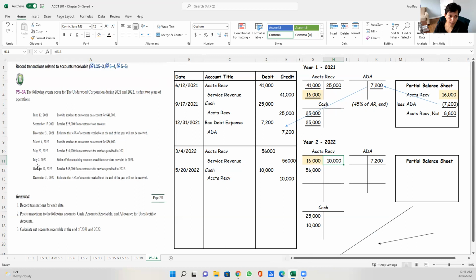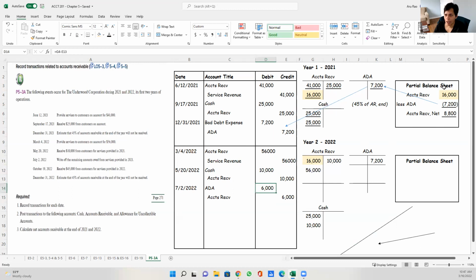Then they tell me on July 2nd, we wrote off the remaining amounts owed from customers in 2021. Okay, so my customers who owed me money in 2021, remember there was 16,000 outstanding. Of the 16,000, I collected 10,000 because they told me very specifically, received 10,000 from customers for services provided in 2021. So how much is still outstanding? 6,000. So the 6,000 that's outstanding, I need to take it off my books. I'm taking the accounts receivable off my books, and that number is going to be 6,000.